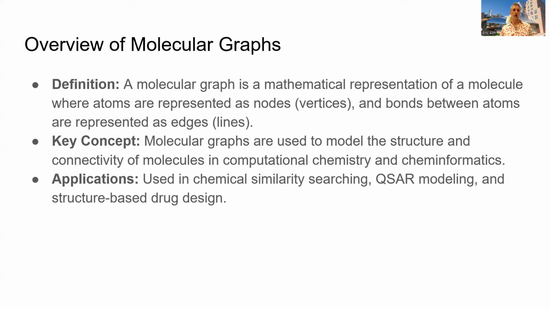So in the real world, if you're not getting good results just using fingerprints, then you can think about using molecular graphs. There's a mathematical representation of a molecule as a graph. The nodes or vertices are the different atoms, and there are different types of atoms, and the bonds are the edges, right? These are pretty widely used in QSAR modeling as well as structure-based drug design.